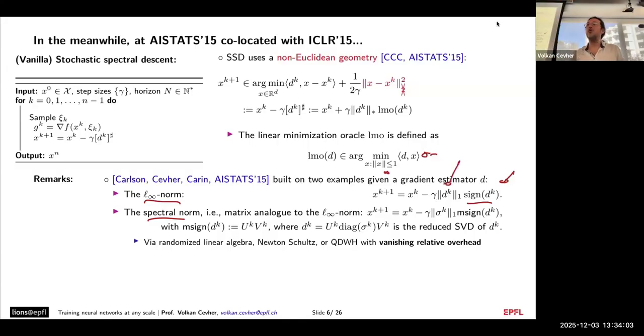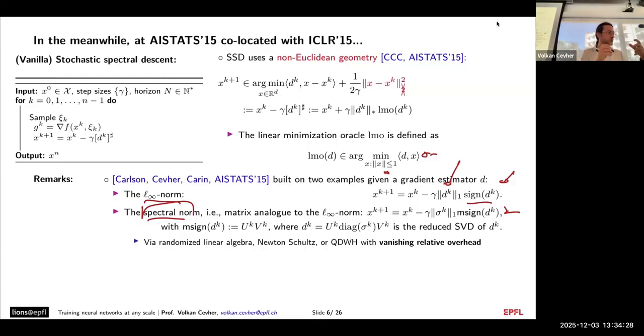You scale it by the one norm. And for the spectral norm, you take the matrix sign or the polar of the matrix scaled by the nuclear norm of the dual feedback, right? So it's the matrix sign when the dual feedback is square, and polar when it is rectangular. The reason why you call it polar is very simple.